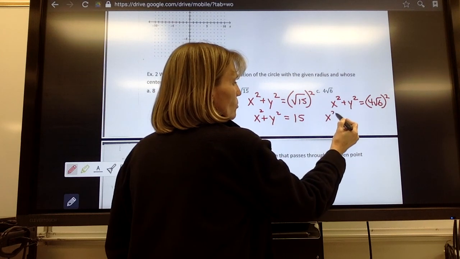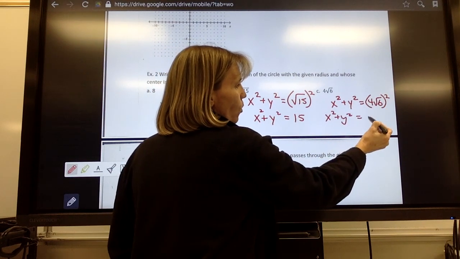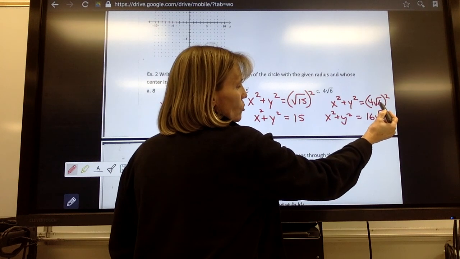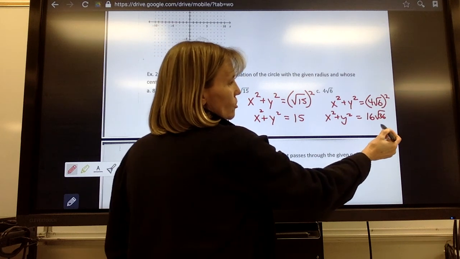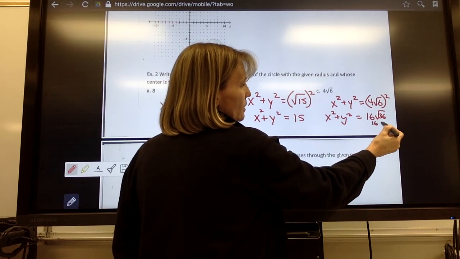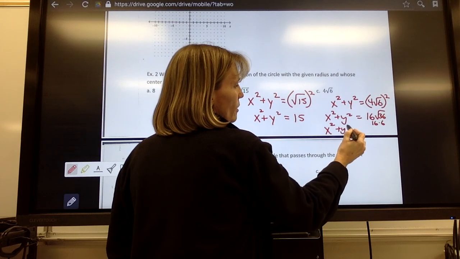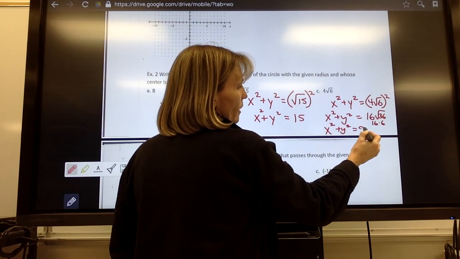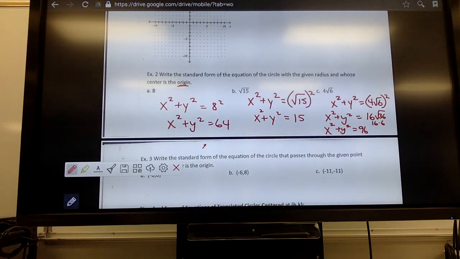This would be x squared plus y squared equals, we have to square the 4, and we have to square the radical here. So that would be 16 times 6. This is going to be x squared plus y squared equals 96. 16 times 6 is 96.